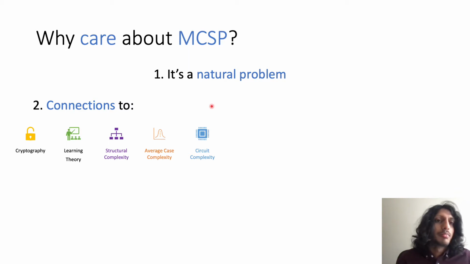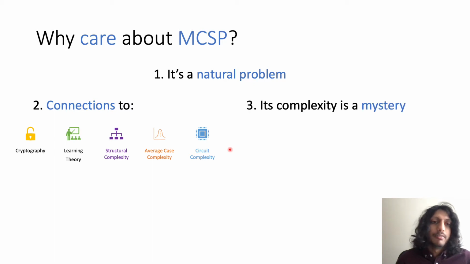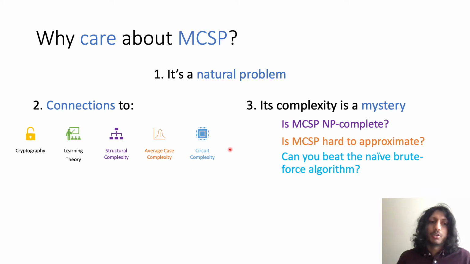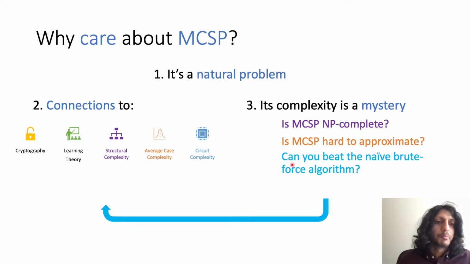And it seems that by understanding MCSP and its degree of hardness, it could shed light on these things. In fact, its complexity is really a mystery, as I've already mentioned. We don't know whether it's NP-complete, we don't know if it's hard to approximate, we don't know any algorithm that's better than brute force, and it turns out that answers to these questions actually have important ramifications in these other areas. And so because of that, I think MCSP is an interesting thing to study, and it motivates understanding it better.